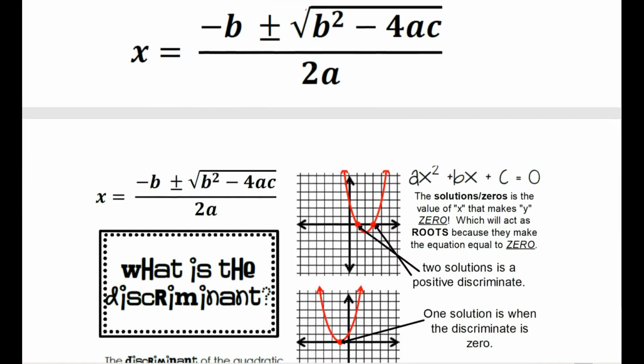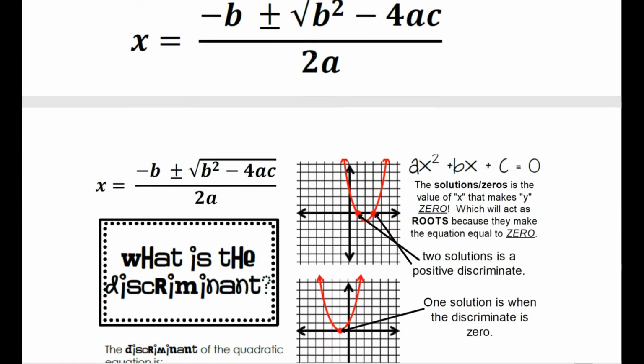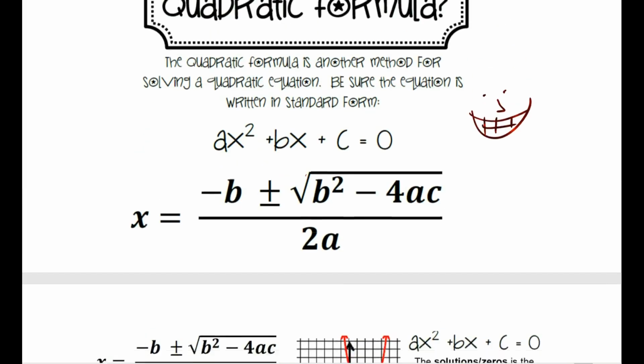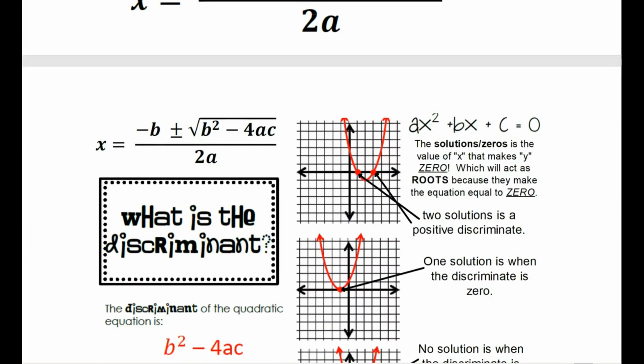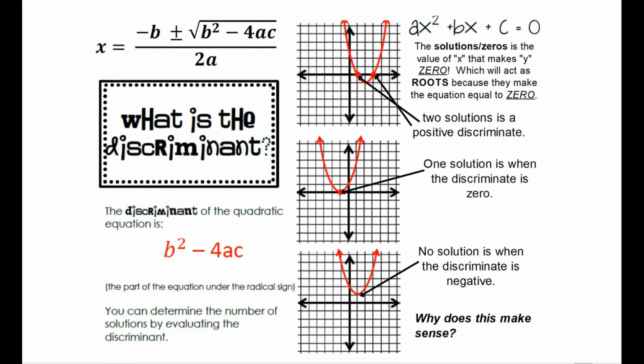So that's the quadratic formula, and we're going to use the quadratic formula to solve quadratic equations. So before we go into the quadratic formula, there's a part of the quadratic formula called the discriminant. The discriminant is the part underneath the radical, okay? It is this part right here. This is called the discriminant.